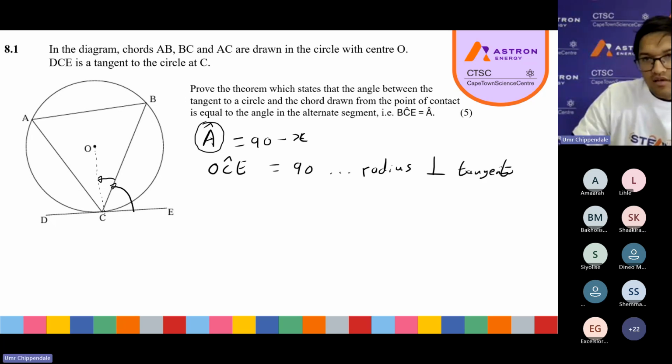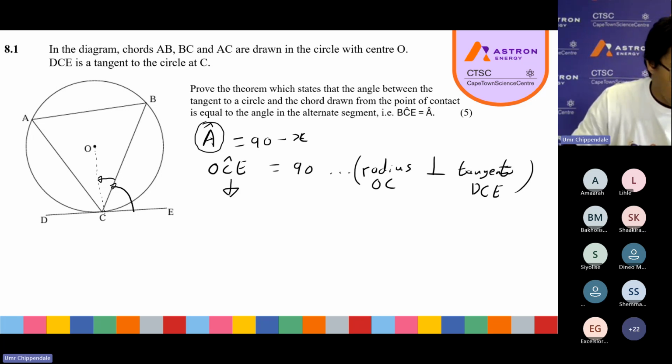Now, normally, when I speak of radius and tangent, I always like speaking of which ones I'm referring to. So it's my radius OC to the tangent DCE. All of those are in brackets. So this is now the same as our BCE plus our angle X, that is equal to 90. So both of these mean the exact same.